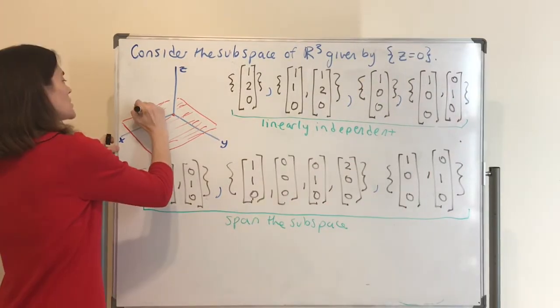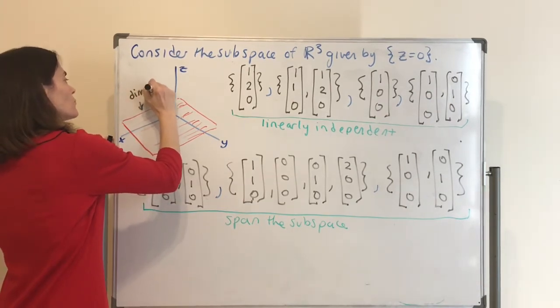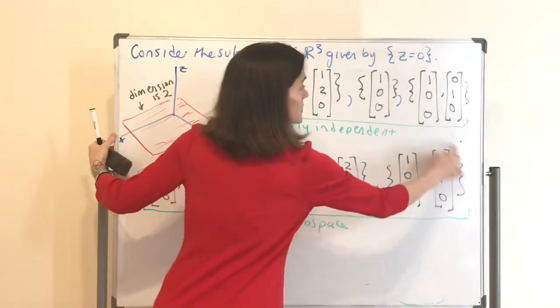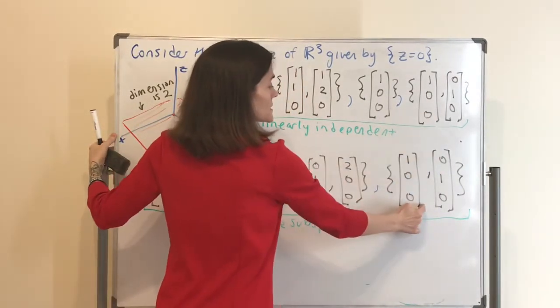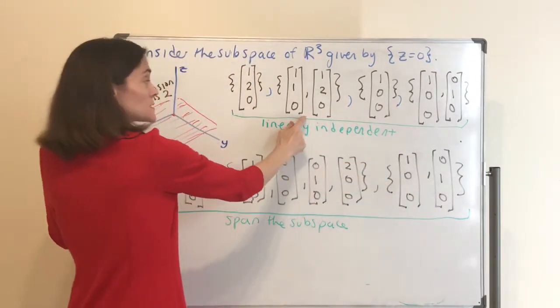That the dimension of this subspace is 2. This collection, well, you see it both. It spans and is independent. You see in both, this forms a basis. This one forms a basis.